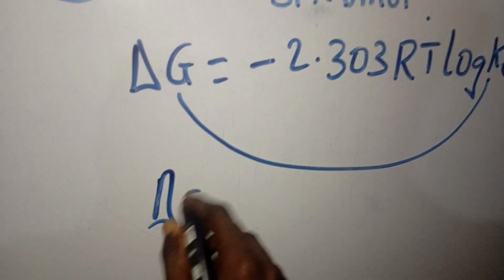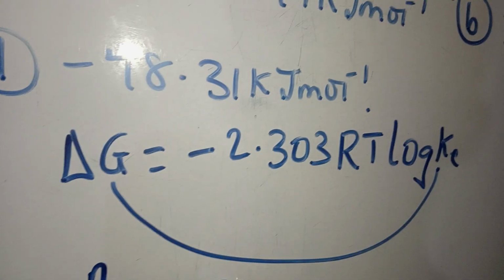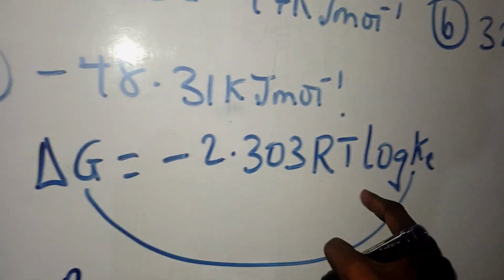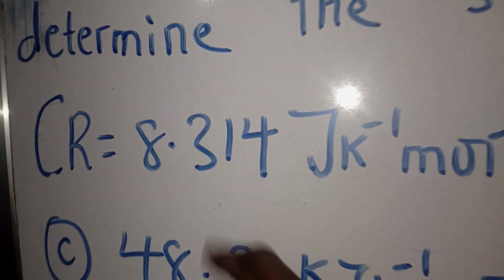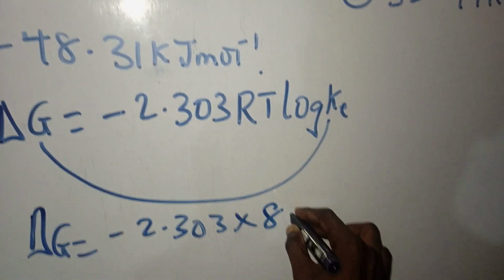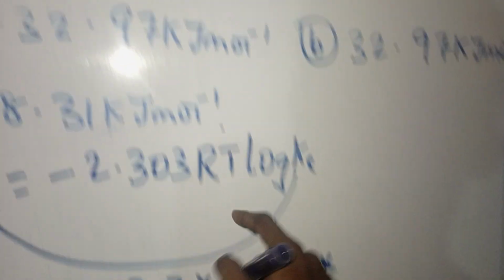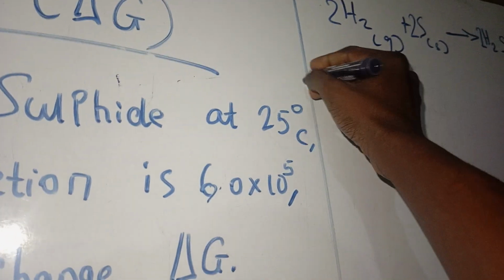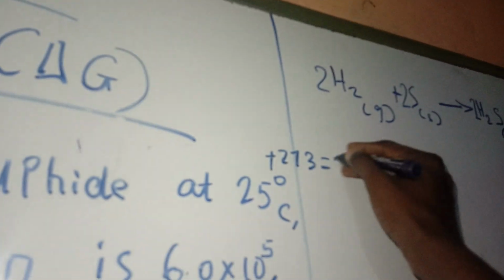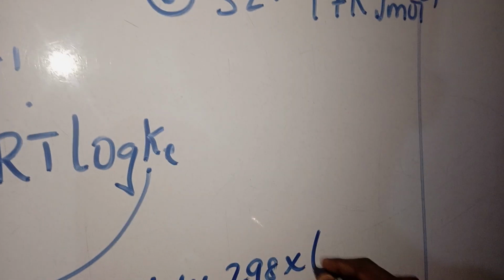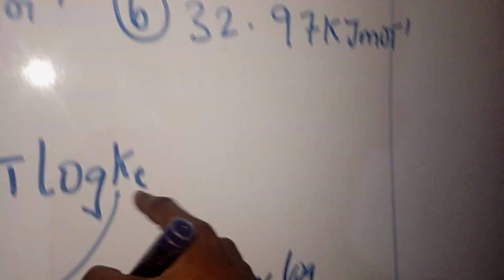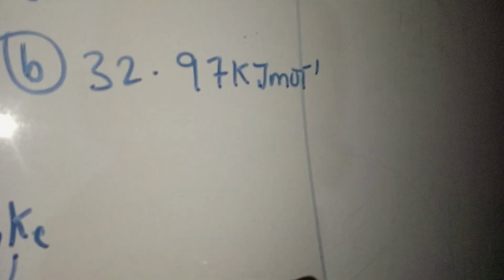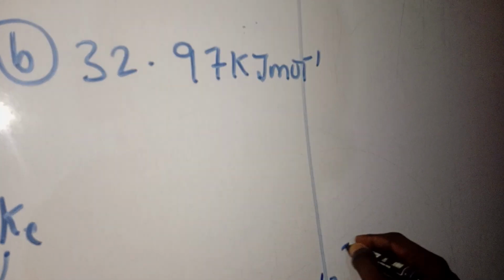So now delta G is going to be equal to minus 2.303 times RT. What was your R? Your gas constant, 8.314, times T, temperature in Kelvin. They gave 25 degrees Celsius. You know that will be plus 273, which will give you 298 Kelvin. So that will be times 298 times log Ke. What's your K, the equilibrium constant? It is 6.0 times 10 power 5.